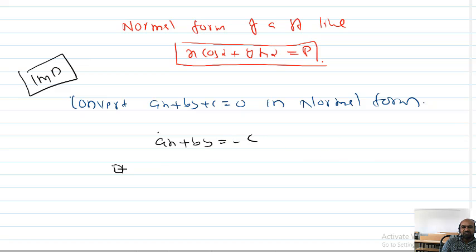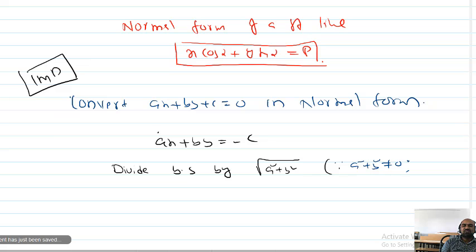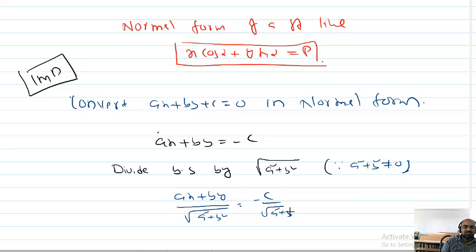Okay, listen to me. Divide both sides by root over a square plus b square, with one condition: a square plus b square not equal to 0. Obviously a square plus b square is not equal to 0, because for a straight line, ax plus by plus c, we have mod a plus mod b not equal to 0, or a square plus b square not equal to 0. Divide throughout. What happens? Observe. Ax plus by by root over a square plus b square equal to minus c by root over a square plus b square.